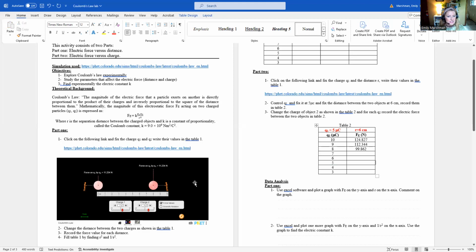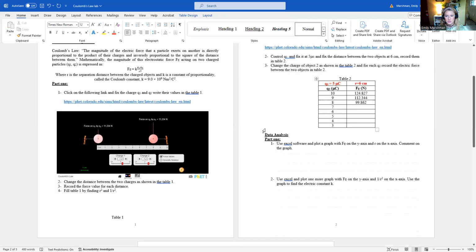So we have collected the data. The last part is to analyze it. Part of doing a physics laboratory is not just learning physics, although that is an important part. There are also skills involved.